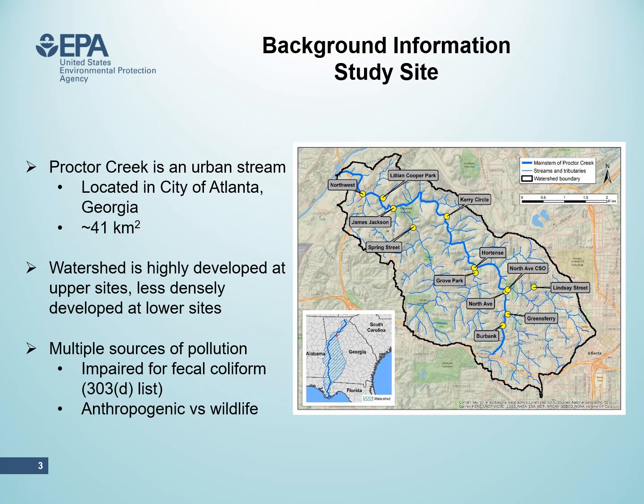However, there's a variety of land uses that are influencing the presence of contaminants in the system, which include landfills, brownfields, and the railroad tracks and train depot. There are multiple sources of pollution that have created the impairment of the Proctor Creek watershed for fecal coliforms. So it is listed in the 303(d) list. Now, one question that arises is: is this high concentration of E. coli due to anthropogenic sources, fecal contamination from human sources, or could it be due to wildlife?